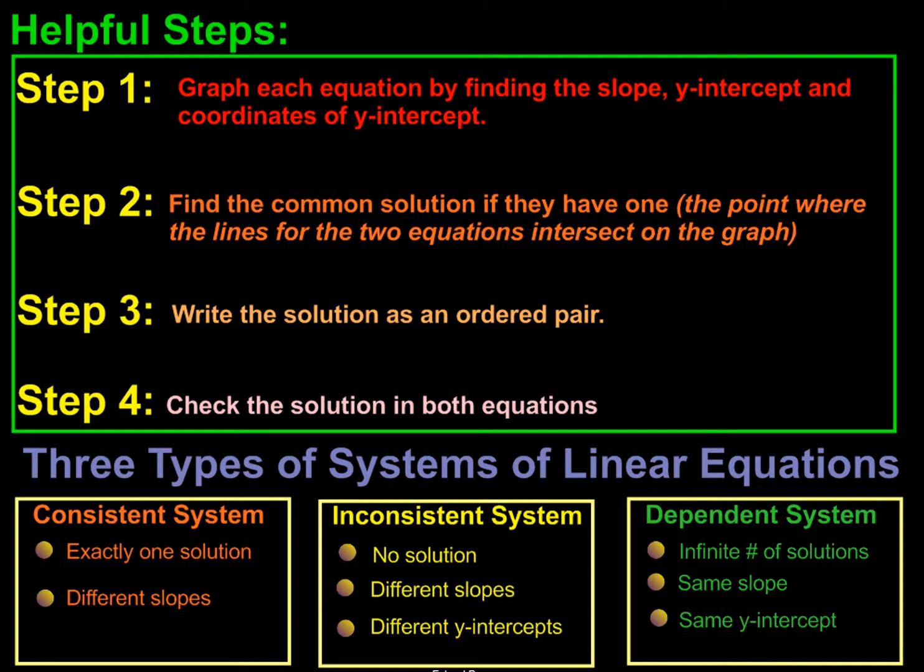And doing all those steps is going to help you to determine which of the three different types of systems of linear equations those two equations represent. So one type is a consistent system, and those types of systems are going to have exactly one solution, and each of the equations is going to have different slopes. The second type of system is an inconsistent system, and those equations are going to have no solution, different slopes, and different y-intercepts. And the last kind of equation system is a dependent system, and that's going to have an infinite number of solutions, the same slope for each equation, and the same y-intercept for each equation.